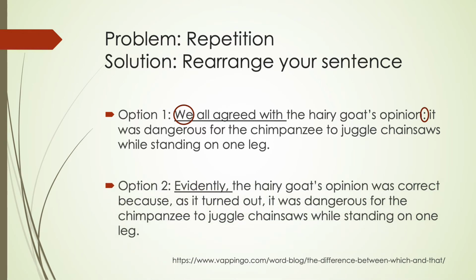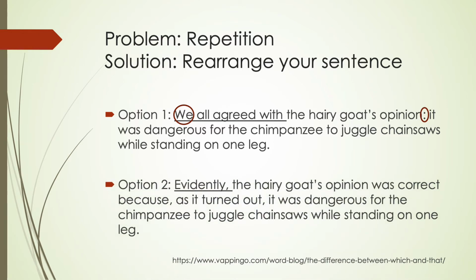Let's take a look at option number 2. Evidently, the hairy goat's opinion was correct because, as it turned out, it was dangerous for the chimpanzee to juggle chainsaws while standing on one leg. By rearranging our sentence, we've been able to eliminate which and that.